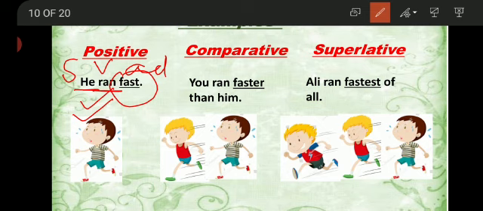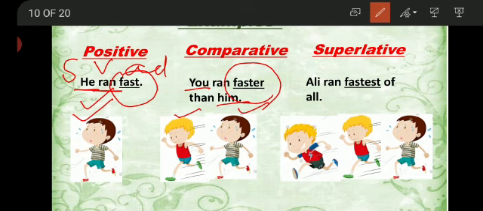The next one is the comparative degree. You ran faster than him. So here we are comparing the action of two persons, you and him. For comparing the action of two people, we use the comparative degree. And the comparative degree of fast is faster.